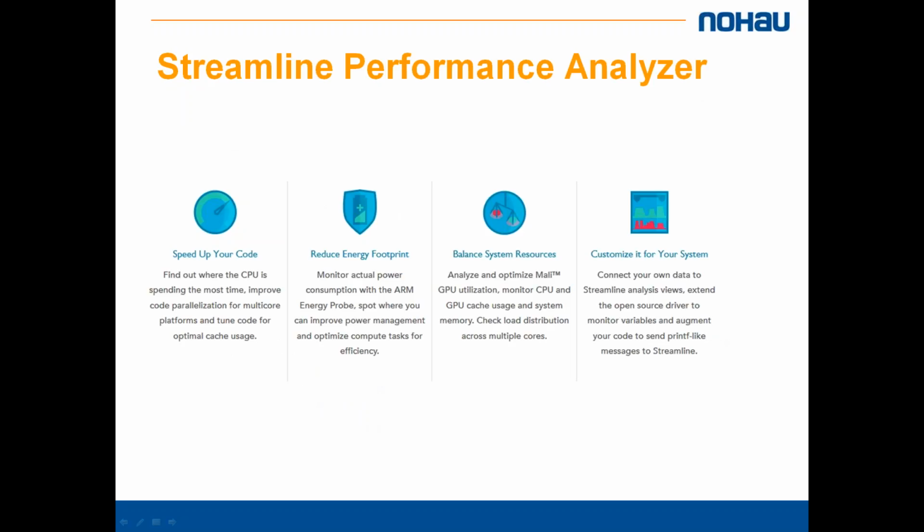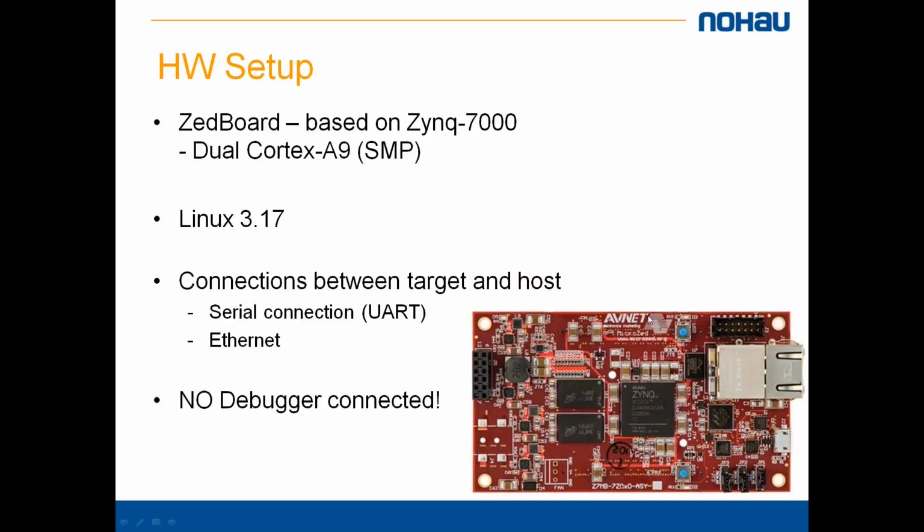So what is Streamline? Well, it's an innovative user interface that brings together system performance metrics, software tracing, statistical profiling, and if you have an ARM energy probe, you can also get power measurement. All of these features will be presented to you in the system dashboard. So you can quite quickly identify code hotspots, system bottlenecks, and other unintended effects of your code or at the system architecture level.